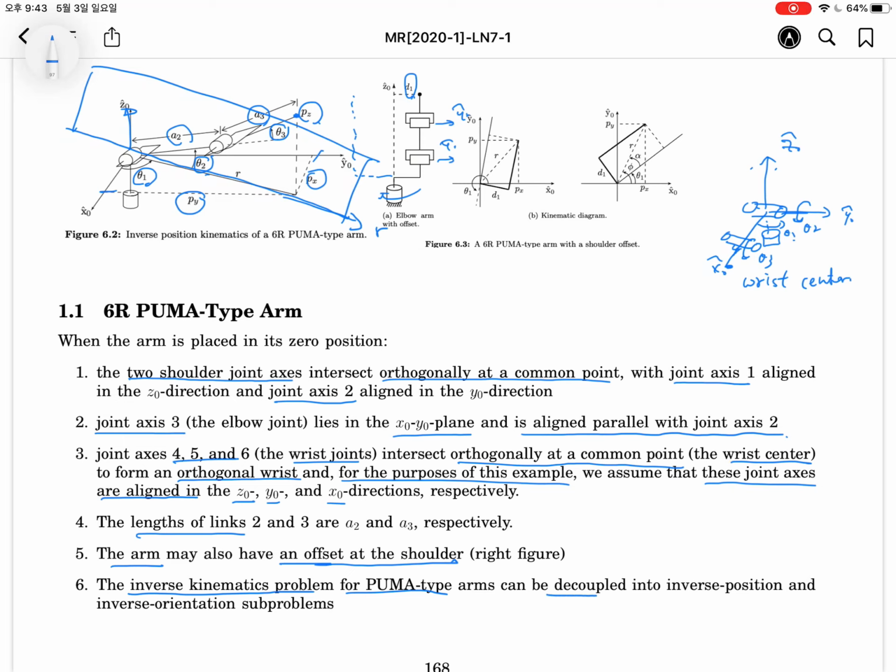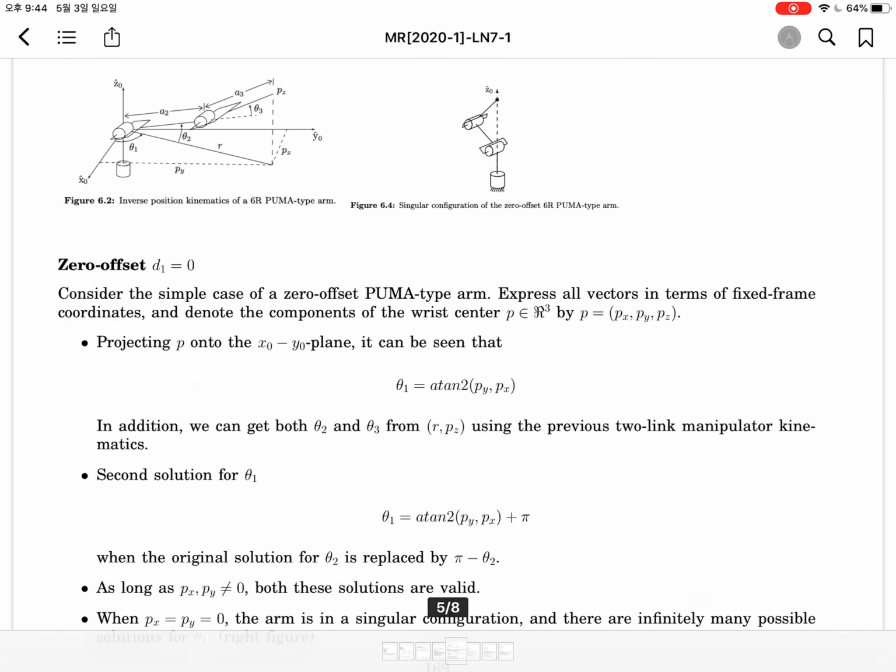IK. The IK problem for the Puma type arms can be decoupled or divided into inverse position and inverse orientation. We will separate one problem into two. So the first one is called the inverse position problem and the second the inverse orientation problem. We will decouple each other. Okay, we will consider two cases, zero offset first, and then deal with the non-zero offset later, next page.